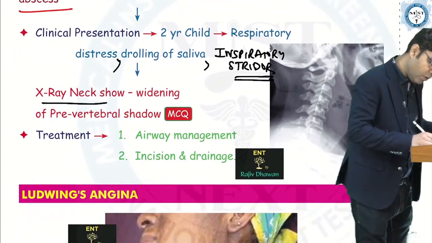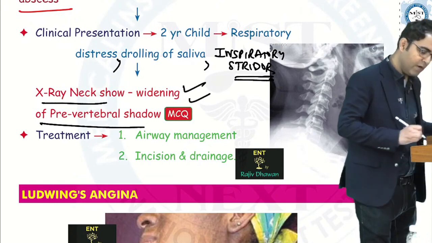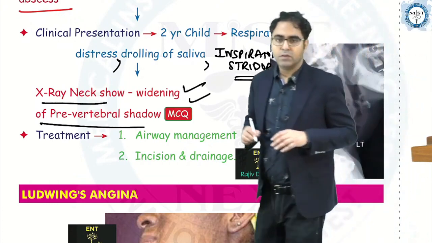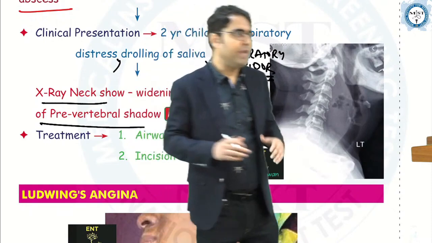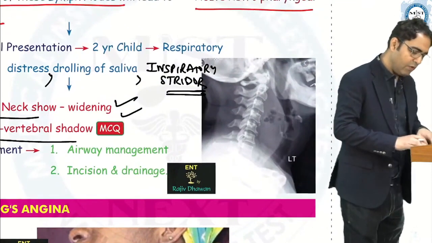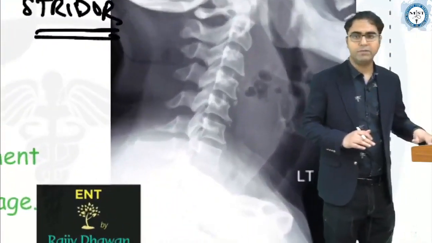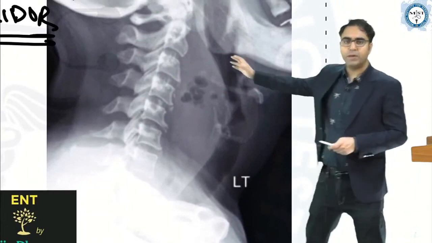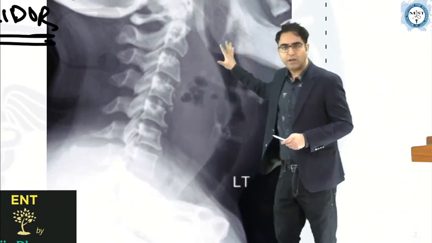X-ray neck will show widening of prevertebral shadow, beta. Okay, can you see, beta? This is your vertebra, beta. X-ray neck is there.